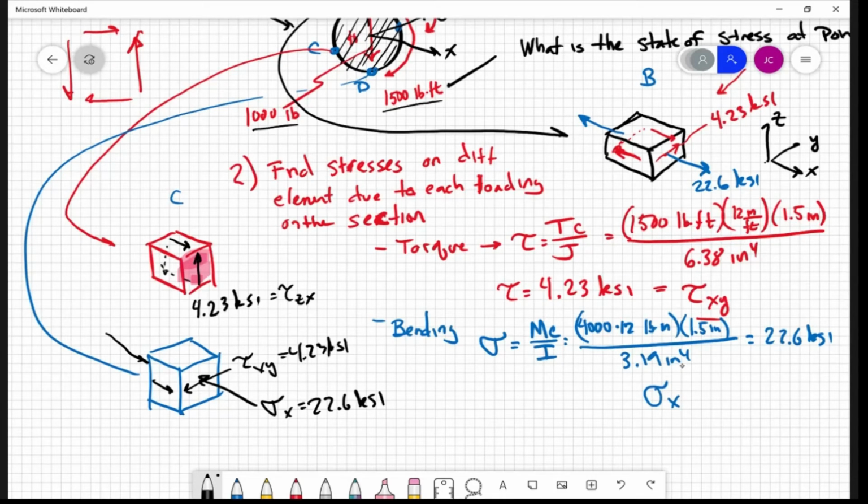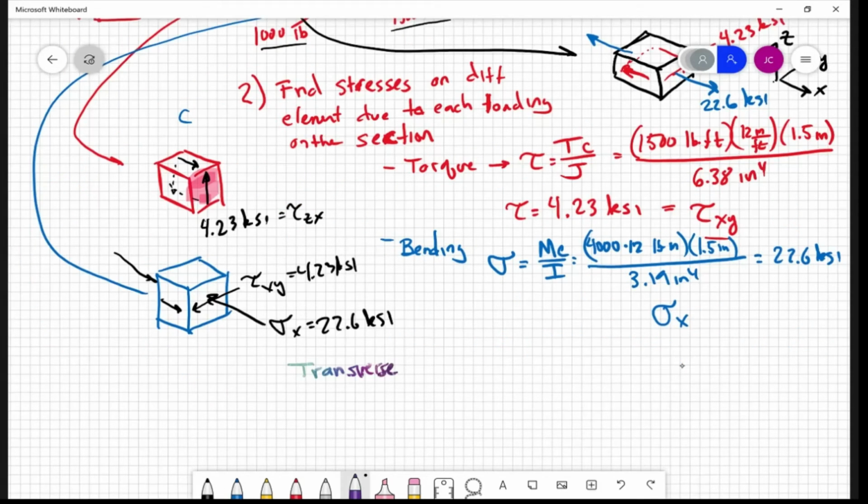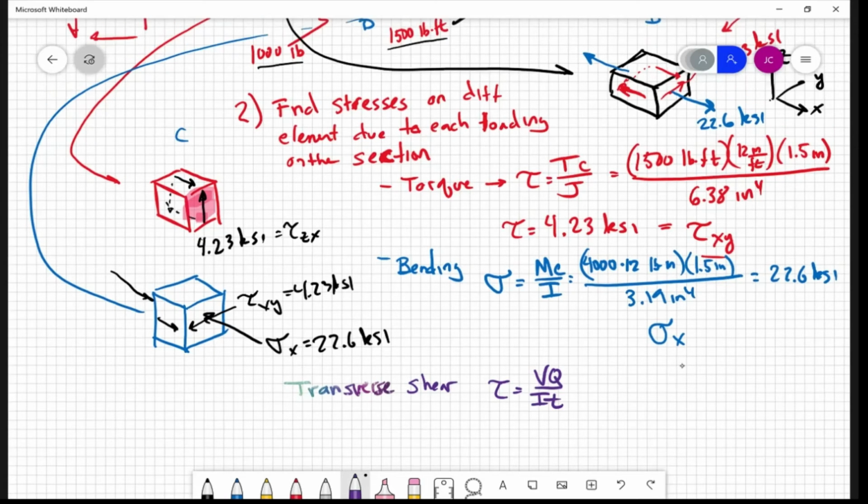Okay, so that is going to be tau equals VQ on IT. And I always forget what that is for a circle, but in this particular case, here we are up at point B at the top.